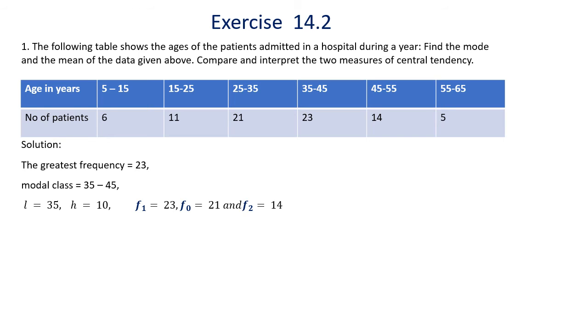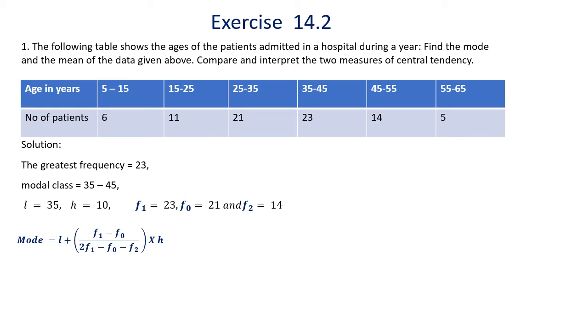H is the class interval, or we can say class size: 45 minus 35, that is 10. F1 is the corresponding frequency, that is 23. F0 is the preceding frequency, that is 21. F2 is the succeeding frequency. Now we apply the formula.